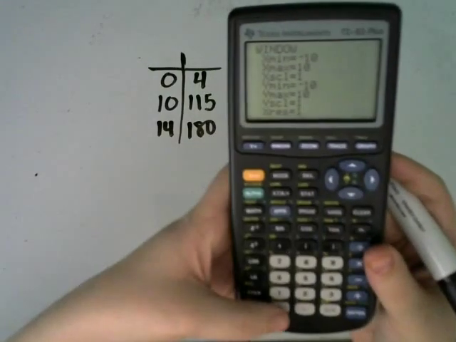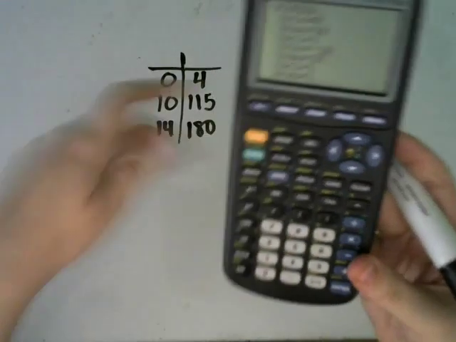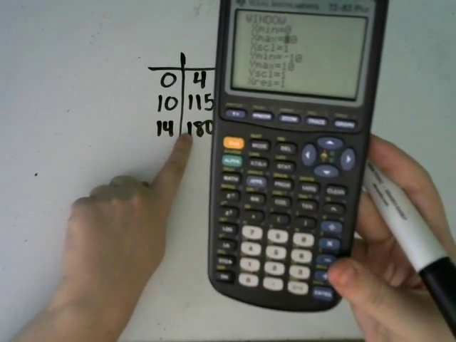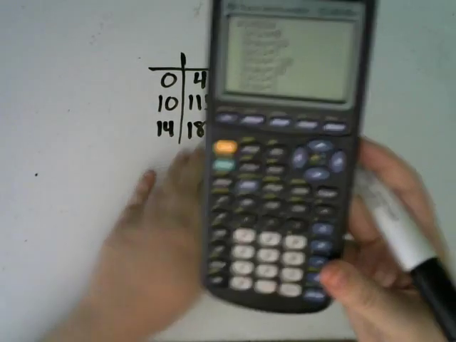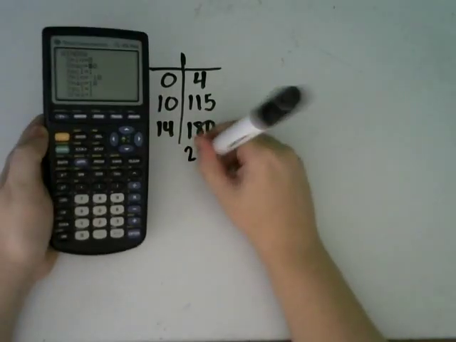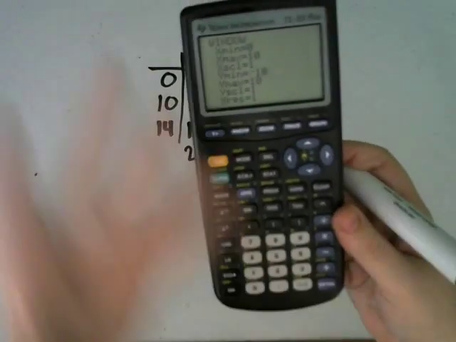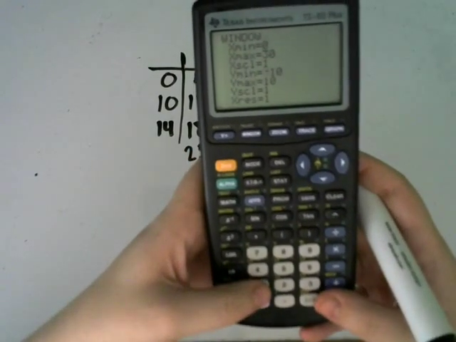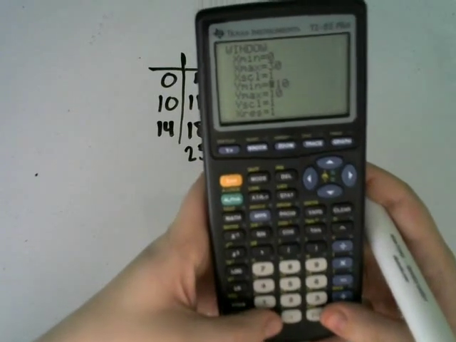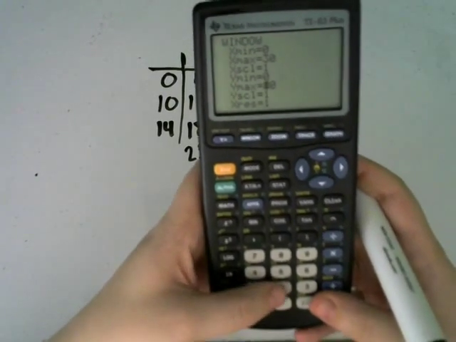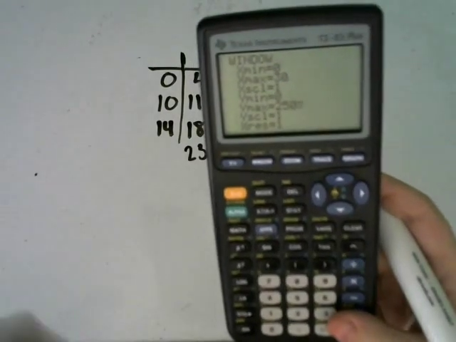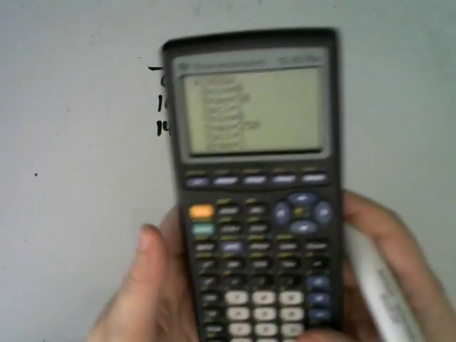For example, there are no negative days. And my X-max has to be more than 14 because it took 14 days to reach 180, and I know that my maximum is going to be 230. So let's double it-ish and do 30 days. Then our Y minimum shouldn't be negative because there aren't negative fruit flies, and our Y maximum should be 230, but I'm going to go ahead and make it 250 so that I can see the whole picture.